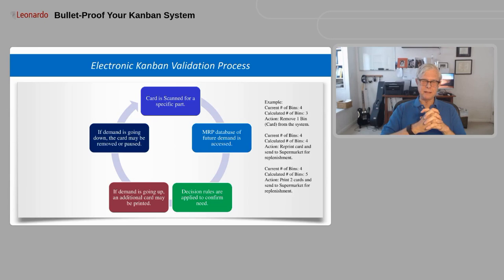Now, if the number of bins changes, or if it's the same, we have some decision rules we're going to apply. So I added those here. First example: we currently have 4 bins. We're talking about an individual item, right? Some item. We currently have 4 bins, and the recalculated quantity is 3. So the card that we just submitted and scanned is not going to be printed, right? We're taking a card and a bin out of the system. So no replenishment signal is going to go back to the supermarket area. That will not be refilled, right?